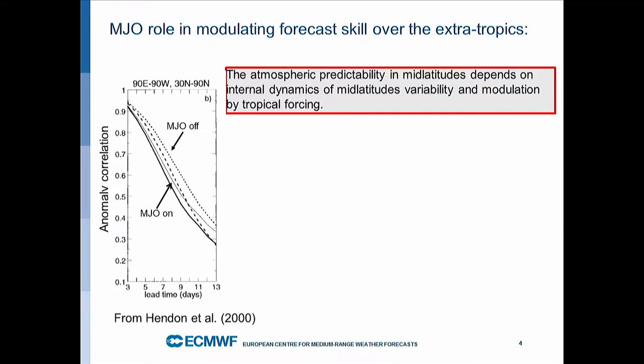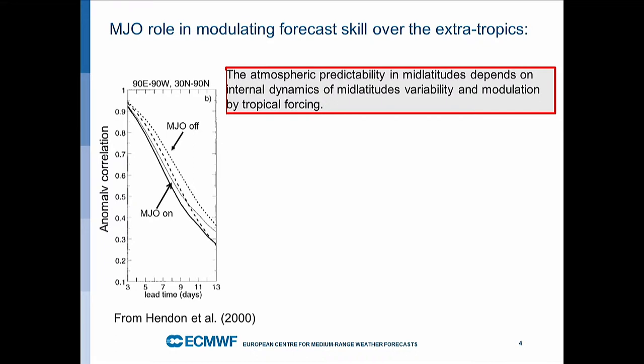So let's say, what if we look at the skill stratified by events when there is an MJO and events where there is not an MJO. This is a skill measure in terms of anomaly correlation over the extratropics, over the northern hemisphere. And it is funny that they got exactly the opposite of what we are saying here. They got a higher skill for the events where there was no MJO, and lower skill for the events where there was an MJO.